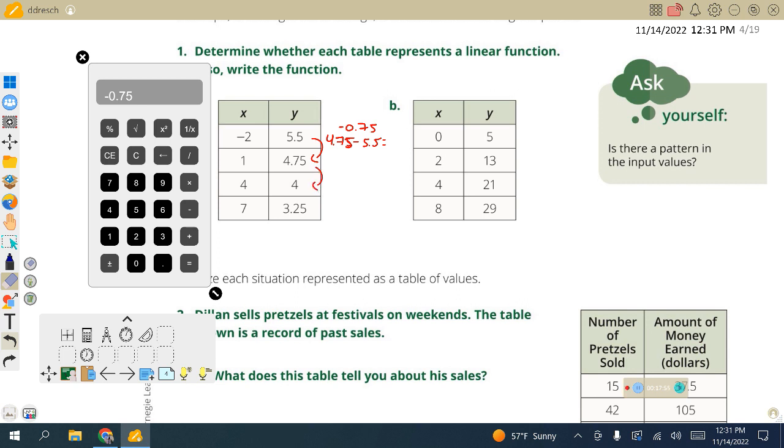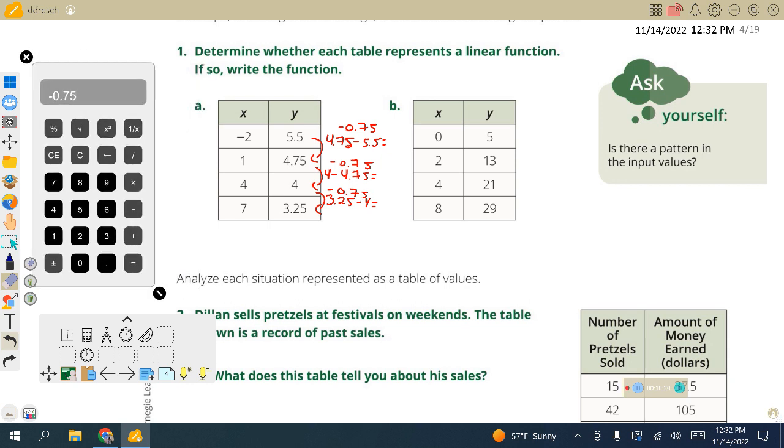What are we doing here? 4.75 down to 4. We are doing, yep. Now, that one might be easier to see, but you got your calculators. We can type it in exactly as we go. Checks out again, negative what, 0.75. How about the next one? We're going down, and I keep subtracting. There's nothing new. 3.25 minus 4 is negative 0.75.